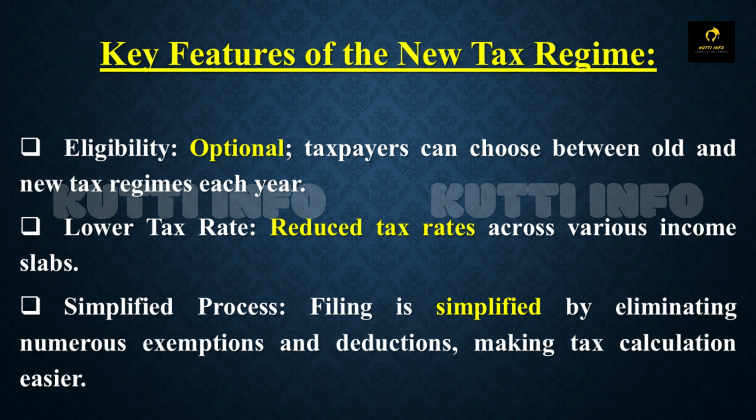Key features of the new tax regime. Eligibility: optional. Taxpayers can choose between old and new tax regimes each year. Lower tax rate: reduced tax rates across various income slabs. Simplified process: filing is simplified by eliminating numerous exemptions and deductions, making tax calculation easier.